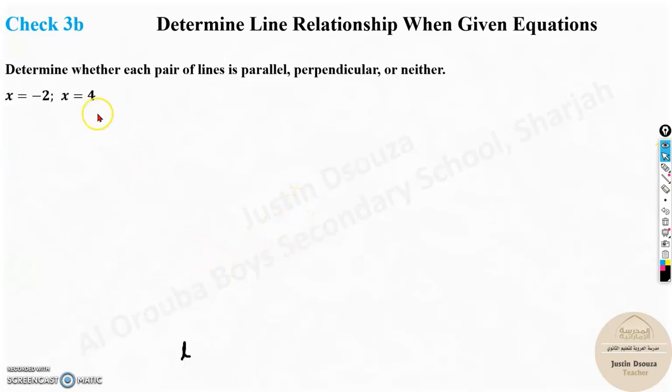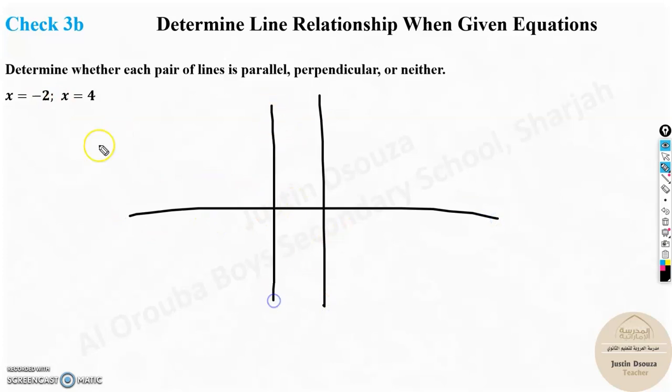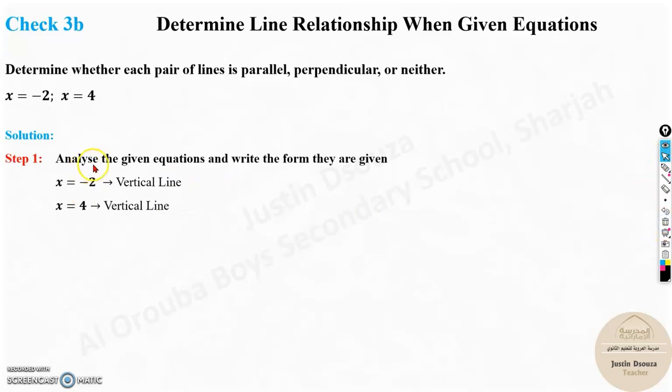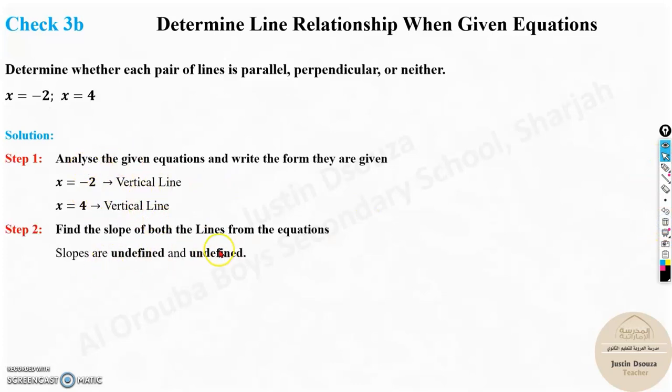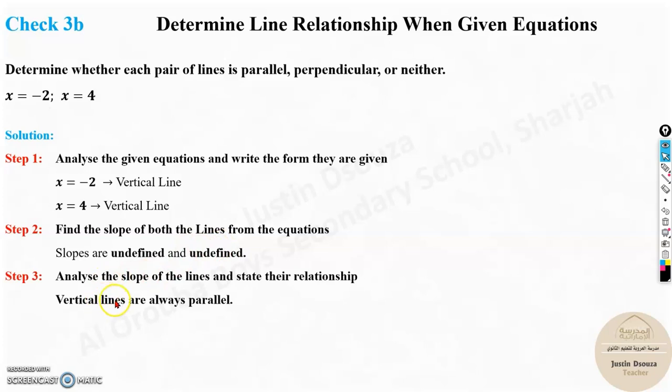Let's do one more check problem. Here again we have x is equal to -2 and x is equal to 4. My vertical lines are not so vertical, but I hope you understand what I mean. So you can see there are two lines over here. Now these are always parallel because they don't intersect. The slopes are the same and they are always parallel. Both are vertical lines, so you do not need to find the slope. Always, vertical lines are parallel. I hope this is clear.